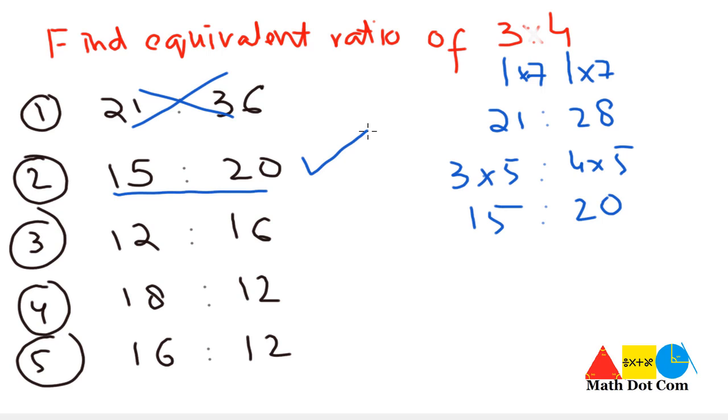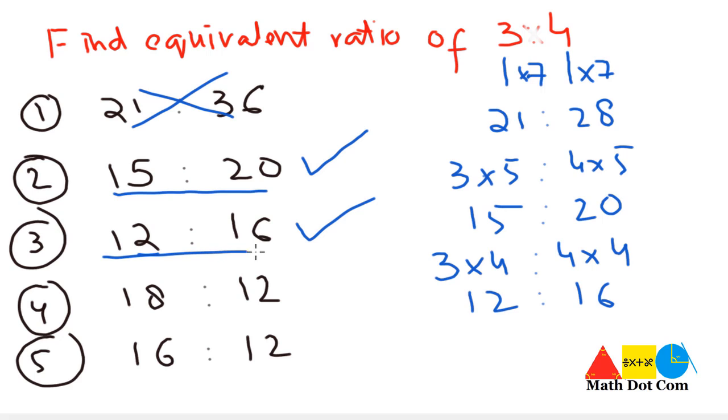Let's check whether there is any other equivalent ratio in the list. Next is 12. 3 4s are 12. So we can multiply 4 on both sides. 3 into 4 and 4 into 4, it will be 12:16. Yes, it means this is also an equivalent ratio of 3:4. Next we will check 18 and 12. 3 6s are 18. It means we will multiply by 6 on both sides. 4 multiplied by 6 is 24, so it's 18:24. It means this is not the right equivalent of 3:4.